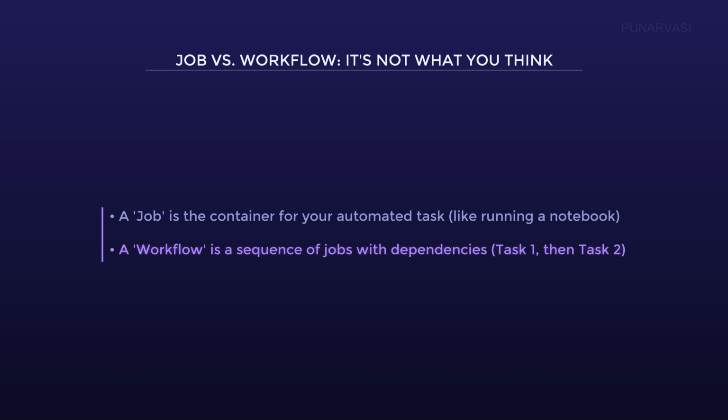But if a job is your command center, a workflow is your entire battle plan. It orchestrates multiple jobs into a coordinated sequence. You define the entire campaign, which job runs first, which depends on another's success, and Databricks executes the master strategy. This is how you transform isolated tasks into a cohesive, automated production pipeline.